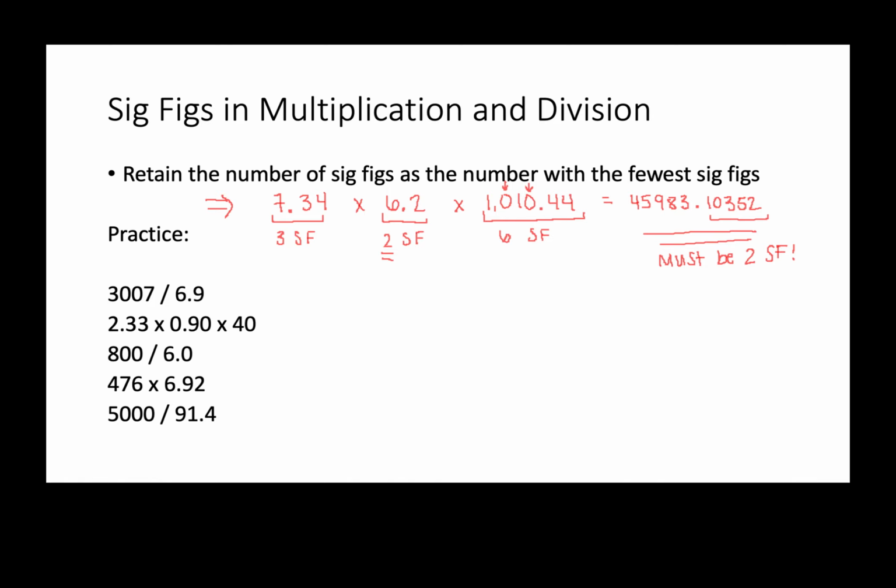So what does that look like? Well, we know that we want to round to 2 significant figures, so we start from the left. We know this 4 is significant. We know the 5 is significant. We only get 2, so those are the only 2 that we can use.